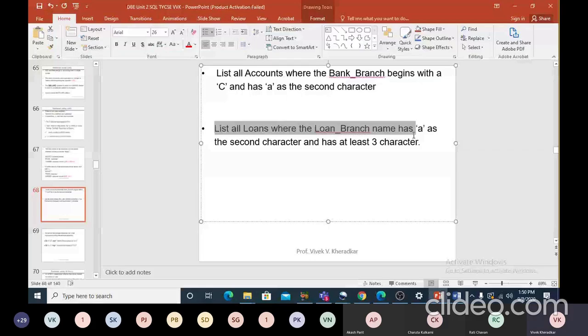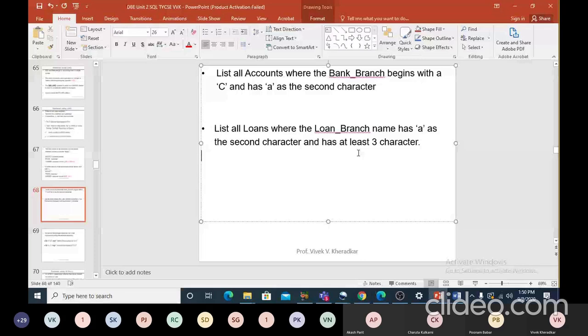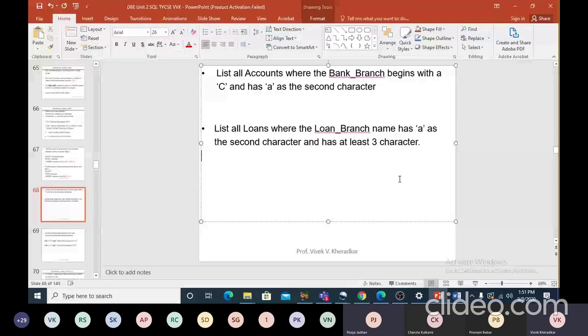List all loans where loan branch name has A as the second character and has at least 3 characters. Is the answer the same? Just try this query. Select star from loan where branch name like underscore A underscore percent. Exact: underscore A underscore percentage.